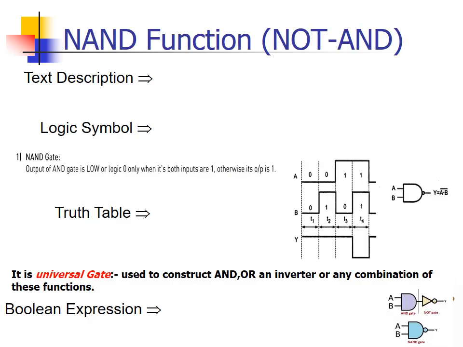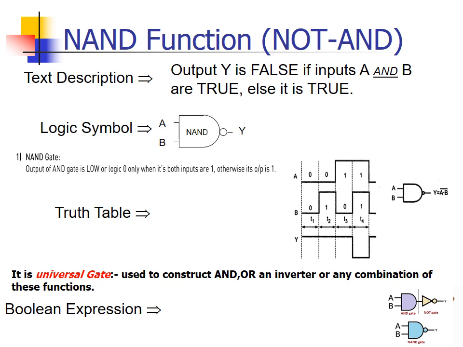The next gate is the NAND gate. NAND is nothing but a combination of NOT and AND. So symbolically, NAND is a combination of NOT plus AND. The output of an AND gate is low, or logic 0, only when both the inputs are 1; otherwise its output is 1. So logically, the truth table for the NAND gate function is NOT AND. Symbolically it can be denoted by an AND with a bubble. The bubble is an inverter. This is an AND gate with an inverted output.